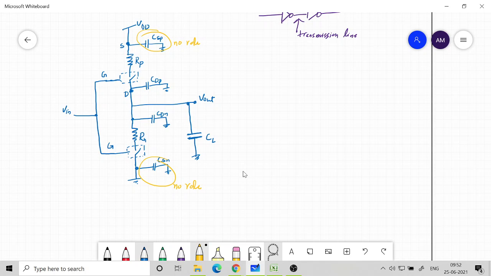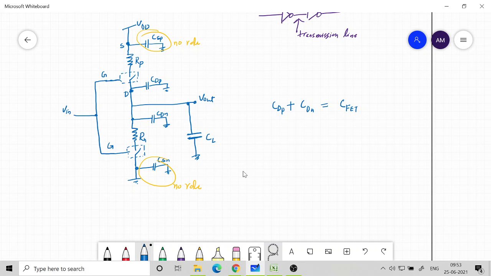So what we will do is define CDP plus CDN. They are in parallel, so we will call it C FET. One is due to the N MOSFET and the other is due to the P MOSFET. So both are at the drain. We will combine them and call this the parasitic capacitance, which is going to play a role in deciding the rise time, fall time, etc.